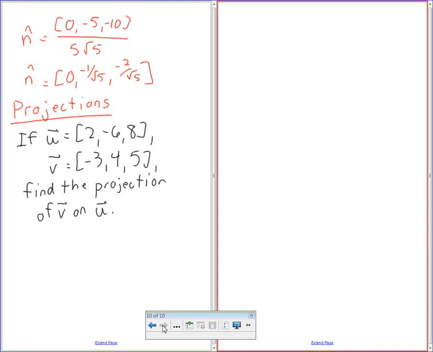Okay, this question is worded intentionally like that to make sure you don't mess this up. All right, so it says, if vector u is 2, comma, 6, comma, 8, v is going to be negative 3, comma, 4, comma, 5. Find the projection of v onto u.